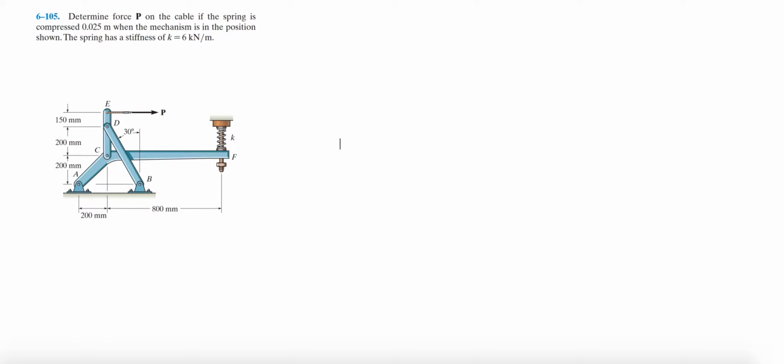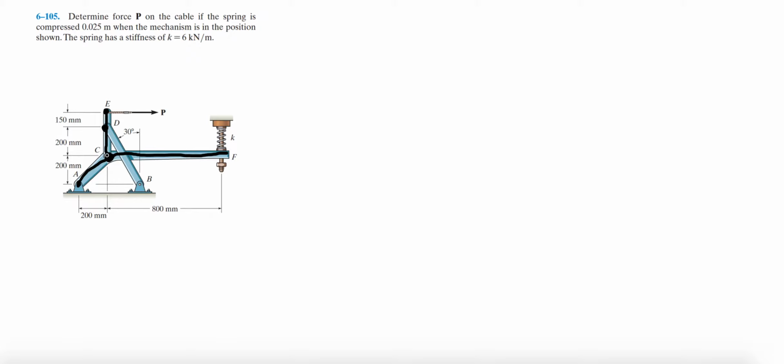So the problem says determine force P on the cable if the spring is compressed 0.025 meters when the mechanism is in the position shown. The spring has a stiffness of 6 kilonewtons per meter. Okay, so before we get to it, let's just draw a free body diagram. And I'm going to try to cheat a little bit and draw on top of it, which I don't recommend that you do. And then I'll just remove the picture in a bit.